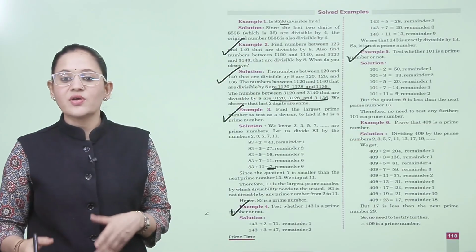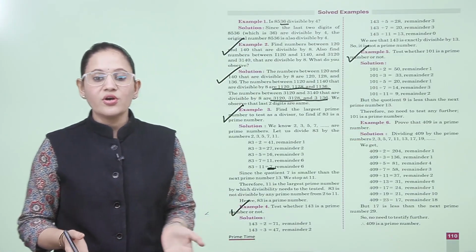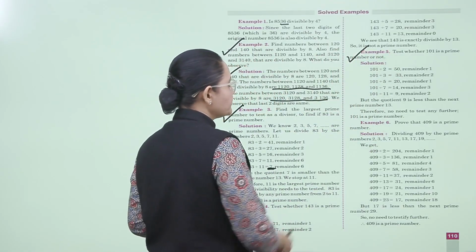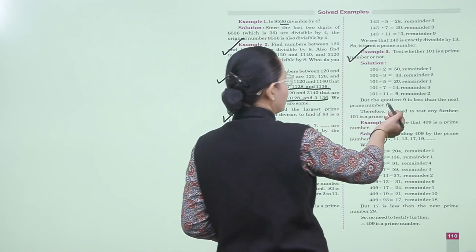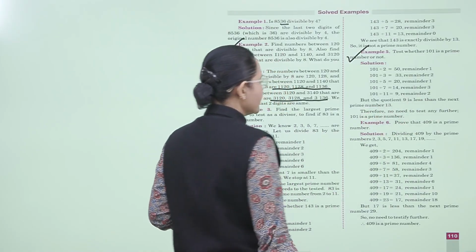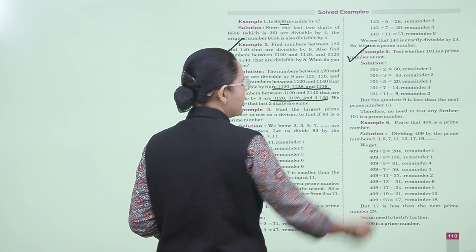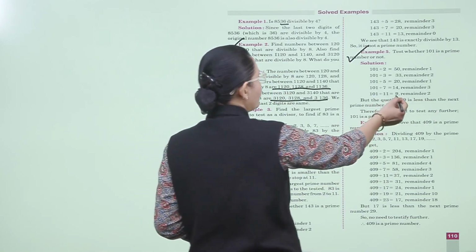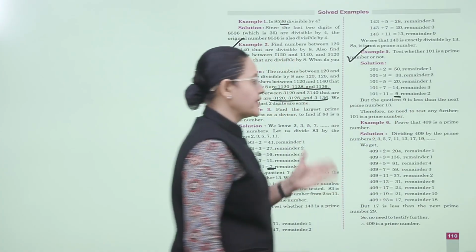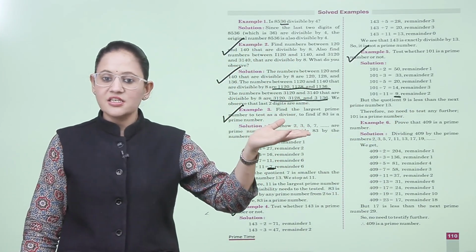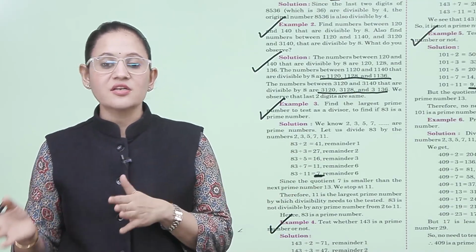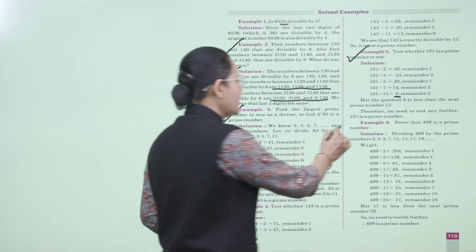Example 5, test whether 101 is a prime number or not. So we will divide 101 by all the prime numbers. We will see that the quotient 9 is less than the next prime number. Here after 11, the next prime number is 13. So here the quotient is 9, which is less than the next prime number, that is 13. So 9 is less than 13, that means there is no need to test any further. 101 is a prime number. Clear?